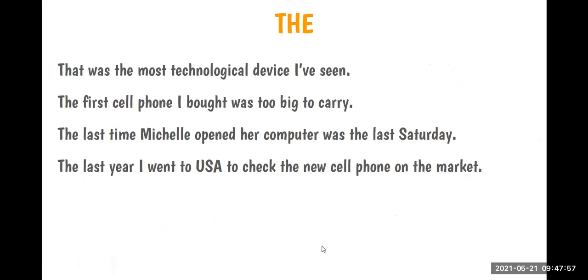Here I have some sentences and I want you to tell me which of them are correct and which of them are incorrect. For example, number one, it says, that was the most expensive, the most technological device I've seen. In this sentence, do you think the use of the is correct or incorrect? Correct. Why? Because there is a superlative. Very good. We have a superlative here, the most technological device, right? So remember that we always use the with superlatives.